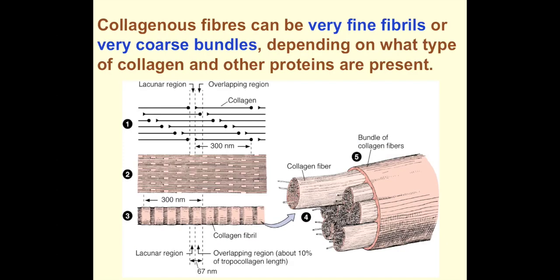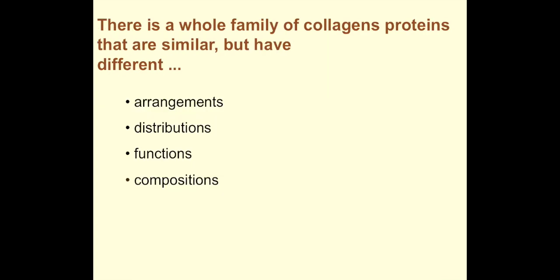So collagen can exist as either fine fibrils or very coarse bundles, depending on the type of collagen and what other proteins are present. There are different types of connective tissue which require fine fibrils, and other types of connective tissue which require strength, and therefore the collagen exists as big bundles. We'll talk about those in the next section. So there's a whole family of collagen proteins that are similar, but they have different arrangements, different distributions within the body, different functions, and they're made up of different types of collagen.